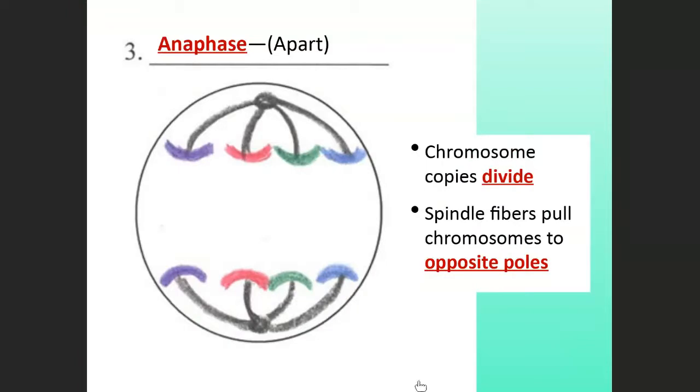Let's see it in pictorial form. This is the V-shaped formation that takes place in the chromosomes when they are pulled apart. You see that these chromosomes get separated toward each pole in the anaphase stage, and these two are very much identical to each other. They are called sister chromatids, and these are also sister chromatids. These colors show the sister chromatids, and they move towards their opposite poles. The chromosome copies divide, and spindle fibers pull chromosomes to opposite poles.